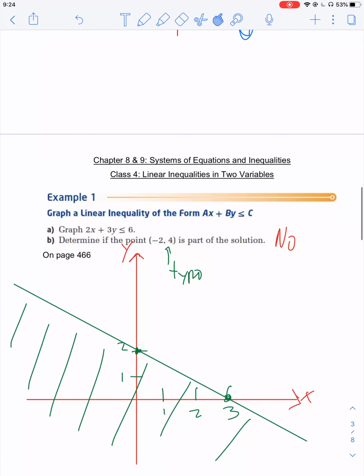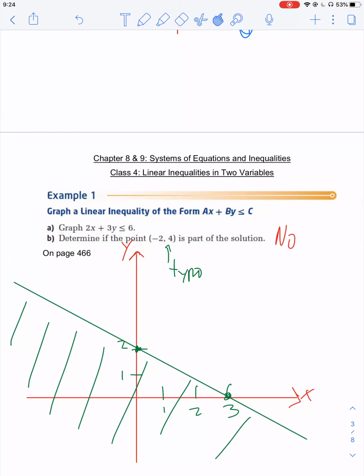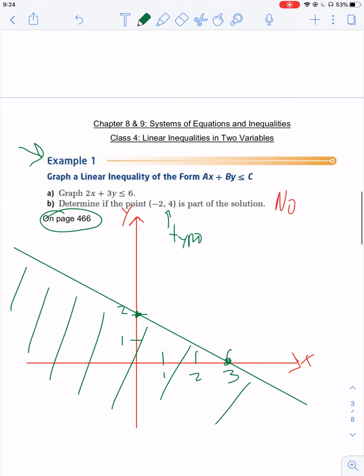So this is the example that I want you to do. It's given on page 466. I've drawn the solution for you over here. If you find your x and y intercept, your y intercept is actually 2, but the coordinate of that is 0, comma 2. Your x intercept happens to be 3, and the coordinate of this is 3, 0. Once you find those 2 points, you can easily graph this.